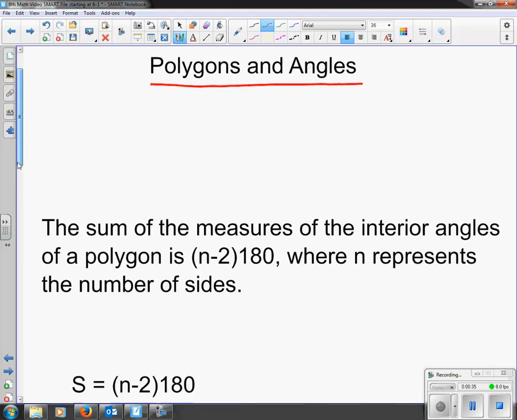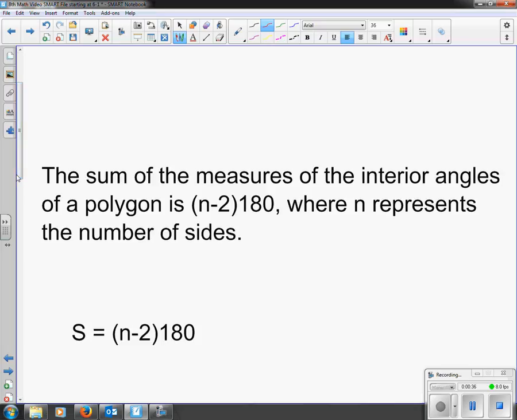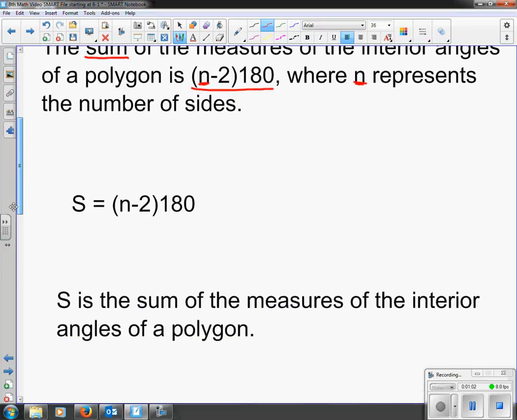So here we go. Okay, write this down. The sum of the measures of the interior angles of a polygon is this. This is a formula. You definitely want to know this formula, where n represents the number of sides in a polygon. We're going to go through a ton of examples, but this is a formula. So here is the formula just written out.